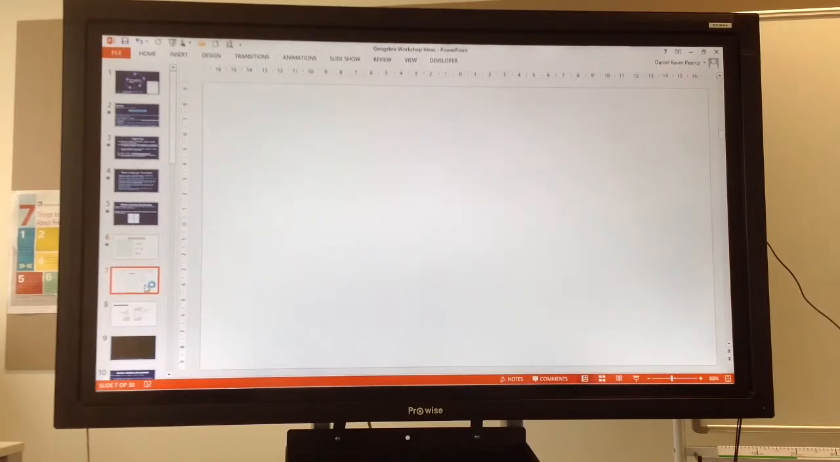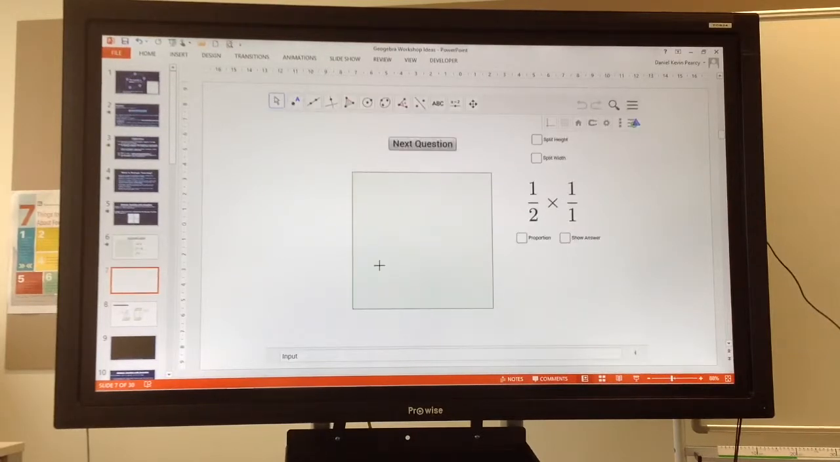And here then is where I might bring in an applet. It might take a bit of time to load. So here's an applet that I put together a while back. I'm just going to change the question because that one's a bit too easy. So 3/4 times 4/8. We've not just got unit fractions now.